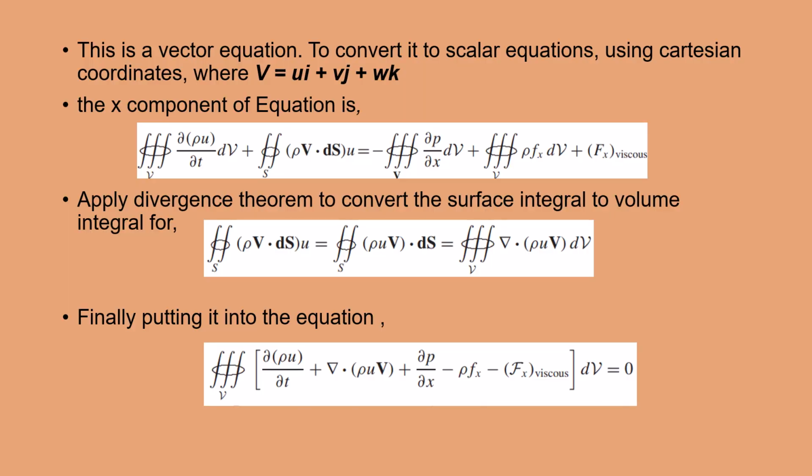Now we have the vector equation. To convert it into a scalar equation using Cartesian coordinates, we express the velocity as a vector, that is v equal to ui plus vj plus wk, where u, v, w are the velocity components in the x, y and z directions respectively. The x component of the equation will become like this. This is a straightforward process where we add the u component to every term of the equation.